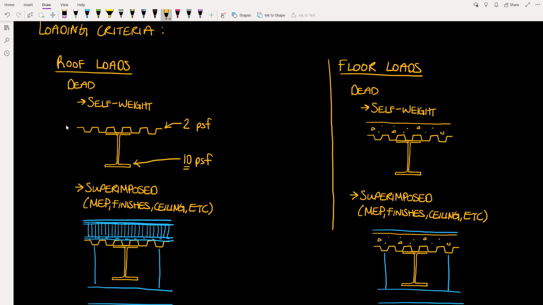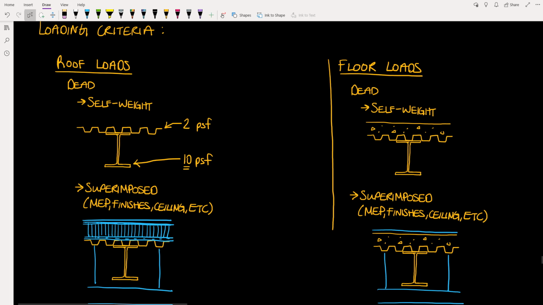In addition to the self-weight of the structure, we also have all of the MEP equipment, the finishes, the ceiling, all of the architectural components and whatnot that will be permanently installed within the building. So we call that a superimposed dead load. So on a roof you will typically have some kind of fiberboard or substrate material, rigid insulation, perhaps more fiberboard, a weather barrier, all that kind of stuff, all assembled on top of the roof deck.